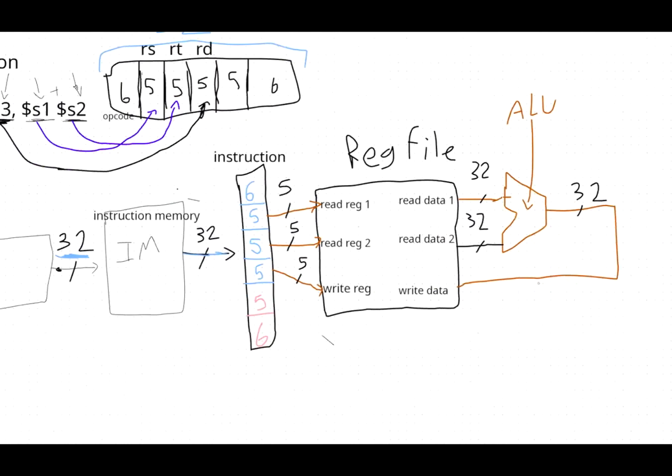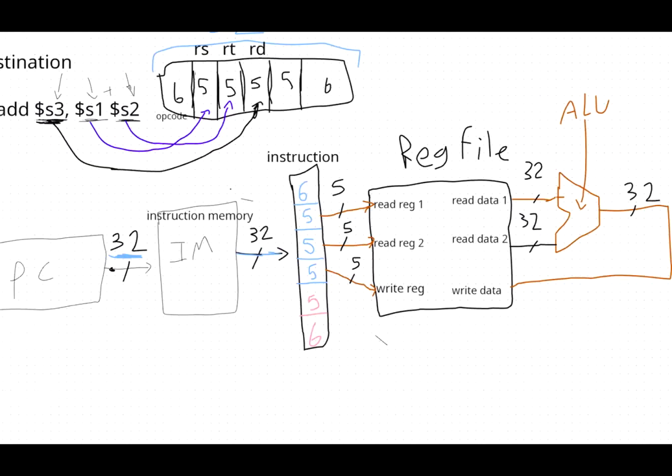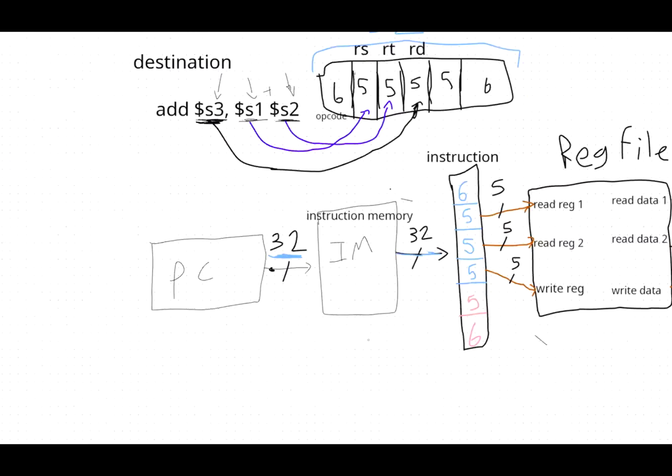Anything else that's important here? In a real data path, if you wrote the full one, this will go somewhere else, and then these two will go somewhere else, but we don't care about those right now. All right, and now we need the next instruction.